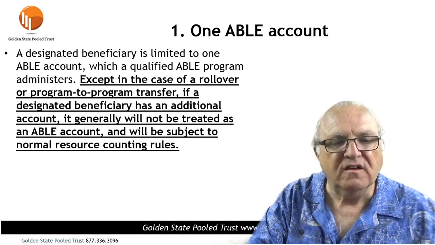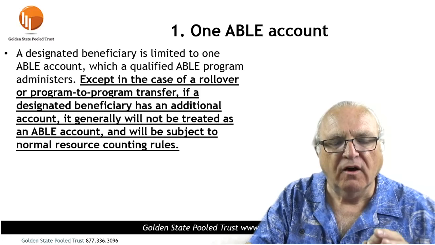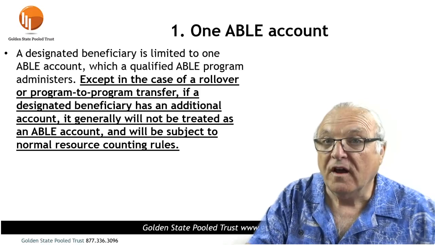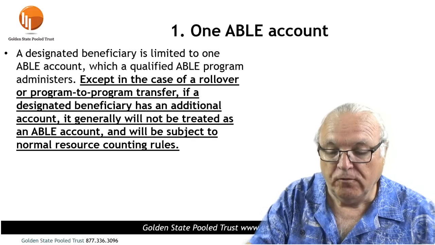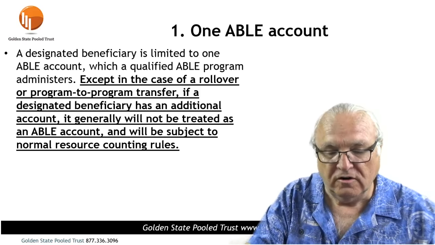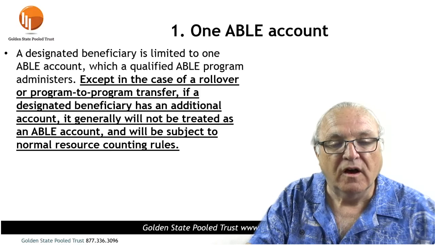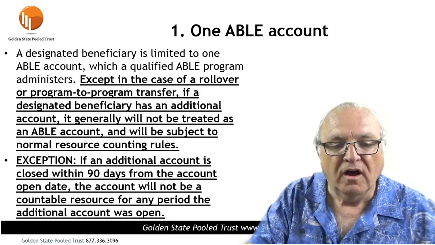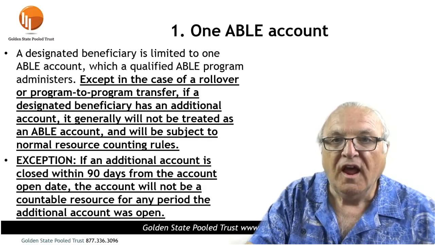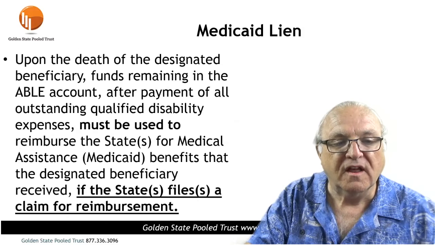Now, one thing that's key is that you are only allowed one ABLE account and one ABLE account only. So if you were to open up an ABLE account, and I'll give you an example, my wife and I opened up an ABLE account with the Ohio program for our niece, Erica. And if another aunt or uncle did the same thing and opened up a second ABLE account, then that would have to be shut down within 90 days. Okay, so you're only allowed one ABLE account, and the programs have a way of tracking when somebody has opened up an account.